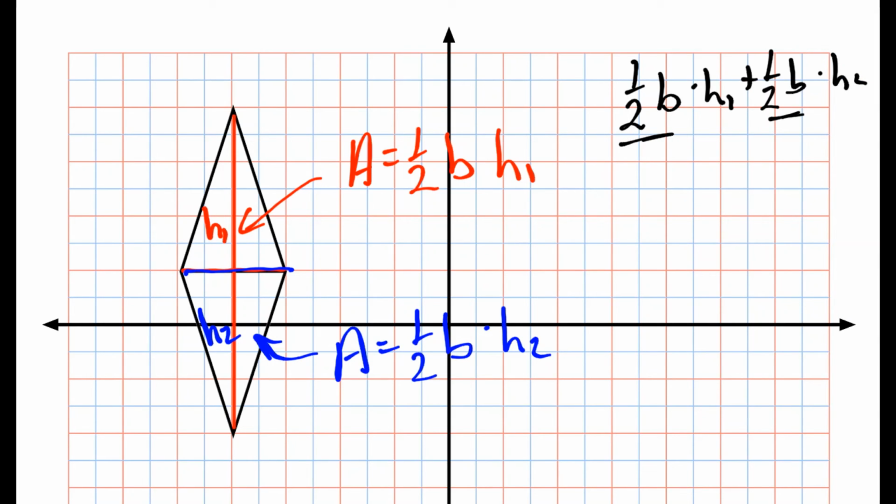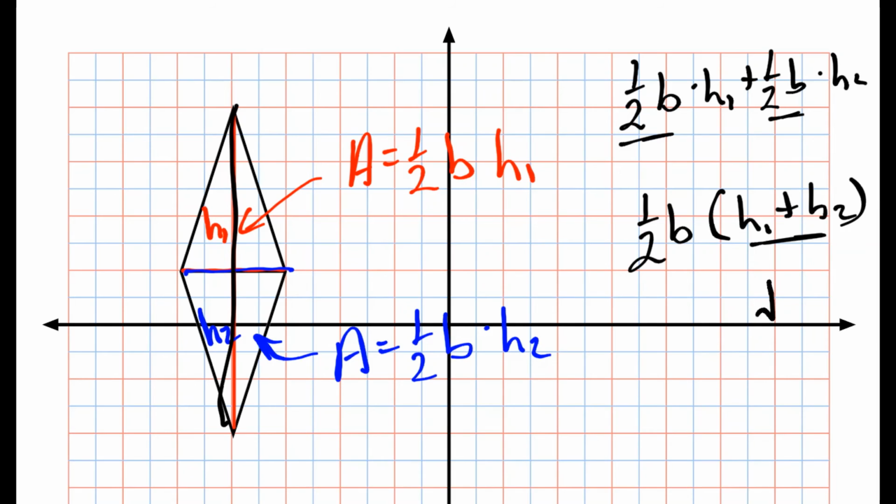Notice that both of these have the 1/2 base in common. So algebraically, we can factor that out and get 1/2 the base times height 1 plus height 2. Now notice, height 1 plus height 2 is the length of that diagonal right there. I'm going to call that diagonal 2. Base 1, or the base, is that diagonal of the rhombus, which I'm going to call diagonal 1.